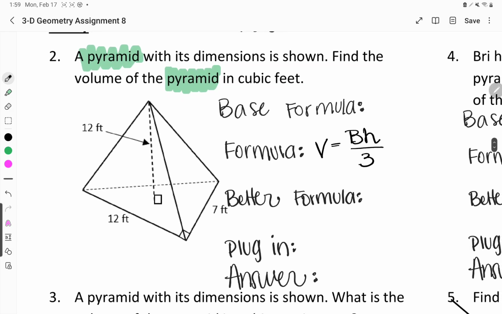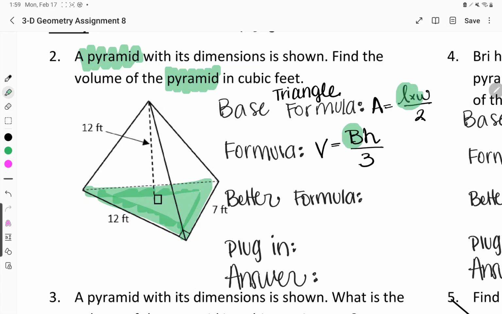Okay, so now what I'm going to do is I'm going to look at the base. What kind of shape is that? That is a triangle. So my base is a triangle. So what is the area formula for a triangle? Length times width divided by 2. So instead of big B, I'm going to put all of this in there right there. So I'm going to have length. I'm going to actually change colors so that makes it a little bit more clear. Length times width divided by 2.